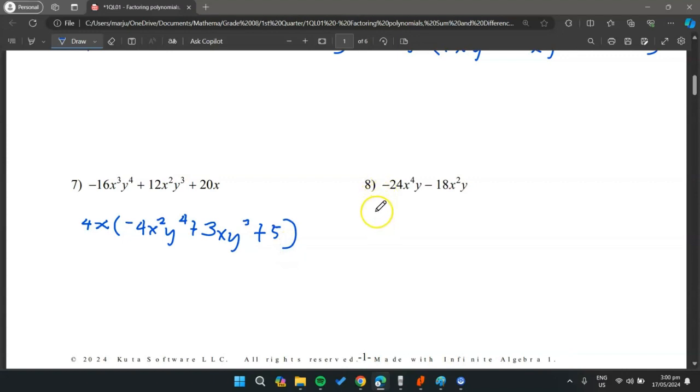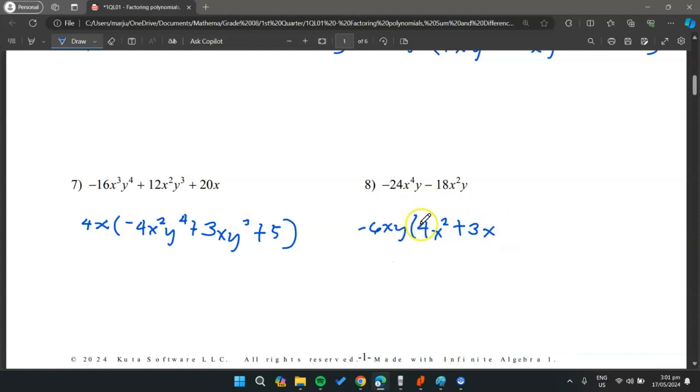For number 8, we have negative 24x to the 4th power y minus 18x squared y. So the common factor will be xy. And then what's common between 24 and 18? That should be 6, right? And then they are both negative, so we can actually do negative 6. And then this will now give us 4x squared plus we have 3x.